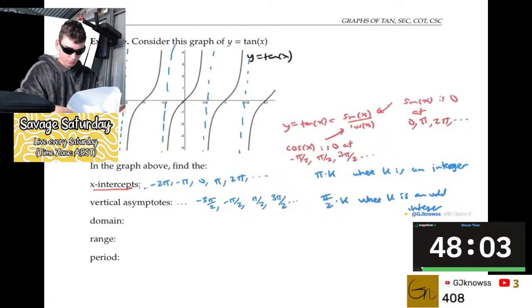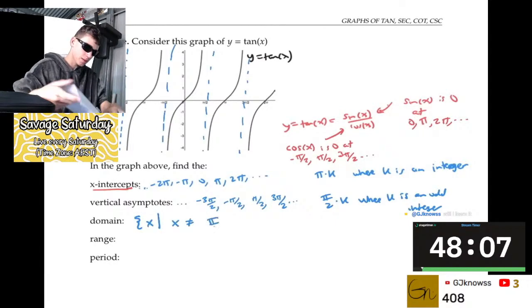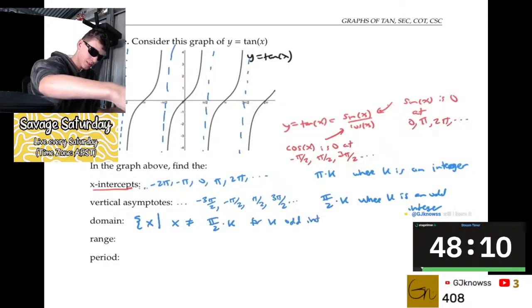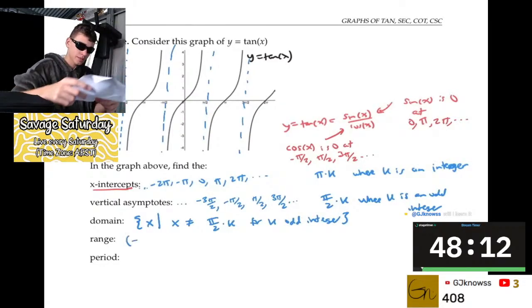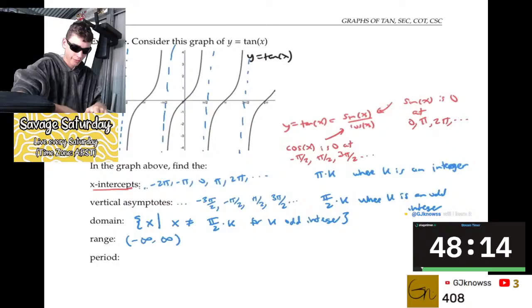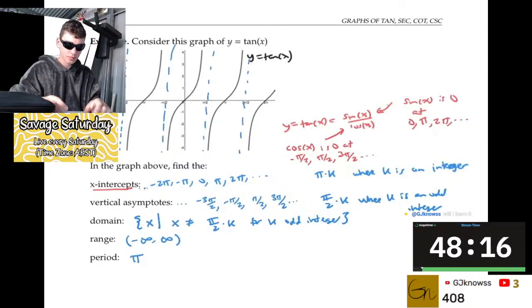The domain of tangent is the x-axis for which it's defined, so that's going to be everything except for the vertical asymptotes. We can write that as x such that x is not equal to pi over 2 times k for k an odd integer. The range, or the y values, go all the way from negative infinity to infinity, and the period, as we mentioned previously, is pi, since the smallest repeating unit has a horizontal width of pi.